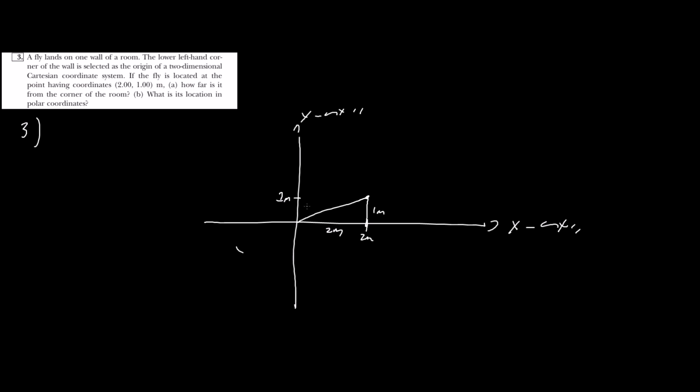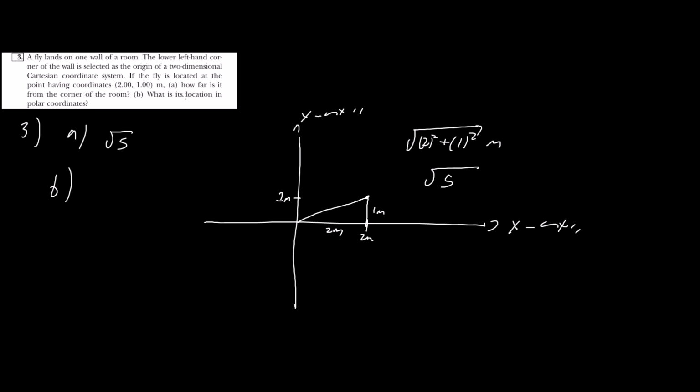How far is it from the corner of the room? So the corner of the wall is located as the origin. So the origin is what we define to be the corner of the room. So notice that right here, the relationship in this right triangle is going to be the Pythagorean theorem, guys. So for part A, we're going to do the square root of 2 squared plus 1 squared, and that's going to be root 5. So root 5 meters is the answer for part A.